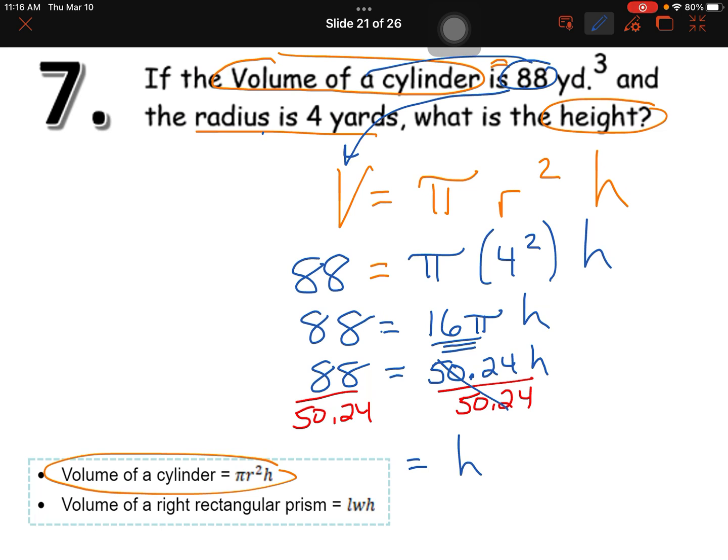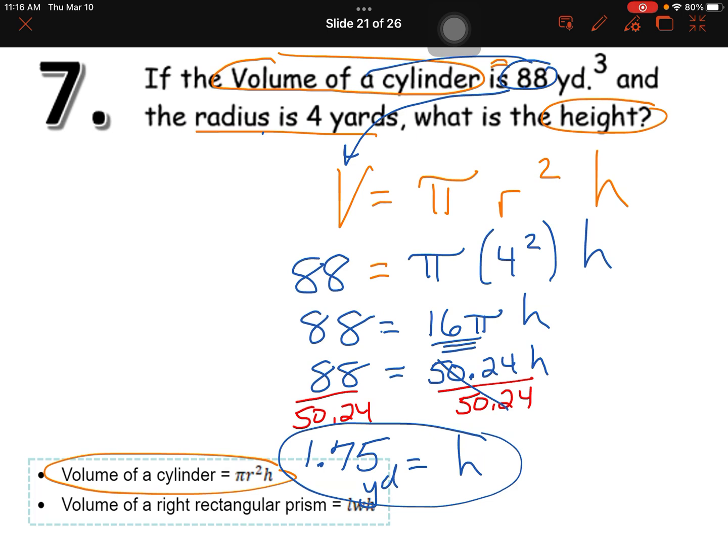And our height then is going to be approximately, it's kind of ugly, but approximately 1.75, and it would just be yards, not yards cubed, because you're working backwards, and the volume is found in cubic units, but the lengths and the radius and the height are always going to be in their regular units.